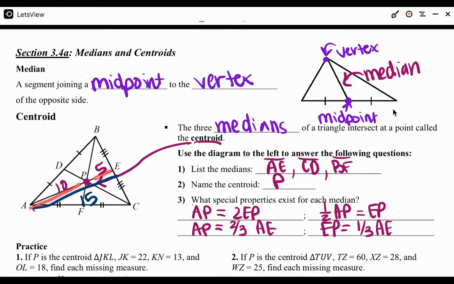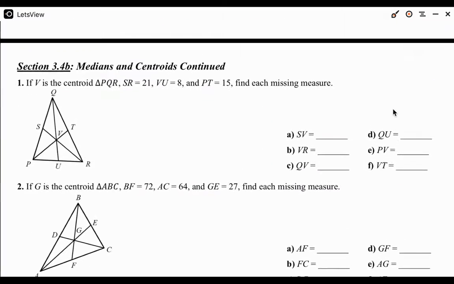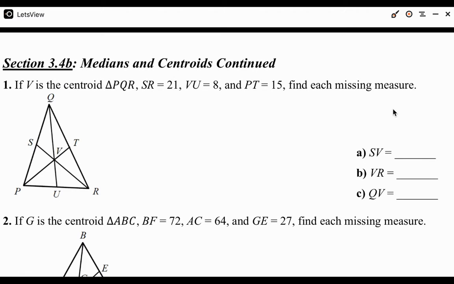AP is equal to 2 of the PEs, and vice versa. EP is equal to half of AP. And then for the whole thing, we know that AP is 2/3 of AE, and EP is 1/3 of AE. So those are the relationships we're going to use. Also with our sides, remember we have the midpoints. So in this first triangle, S, T, and U are all midpoints of their sides of our triangle. So, I'm just going to start with putting our segment lengths on the triangle.